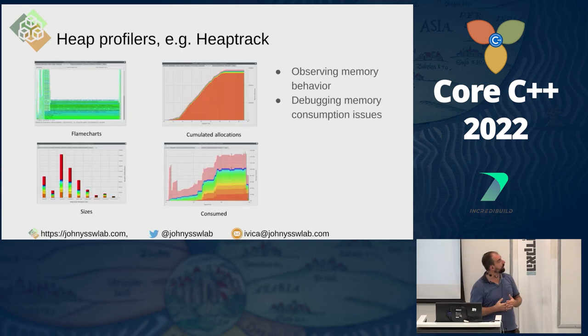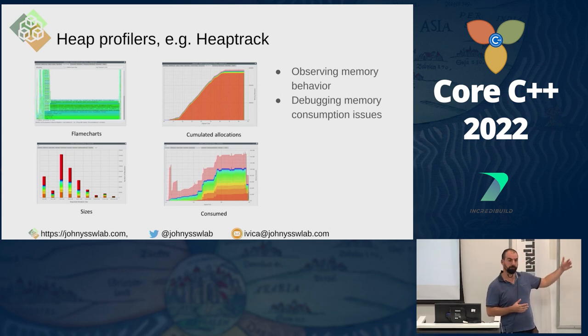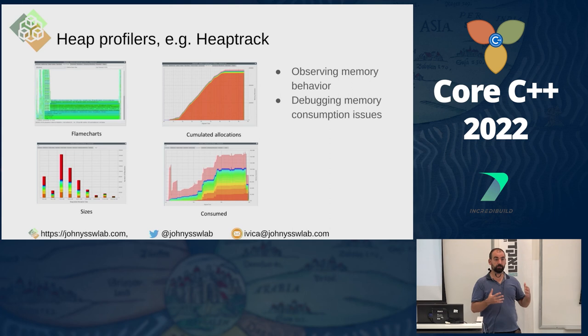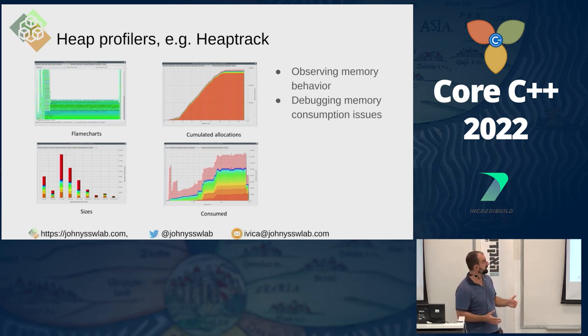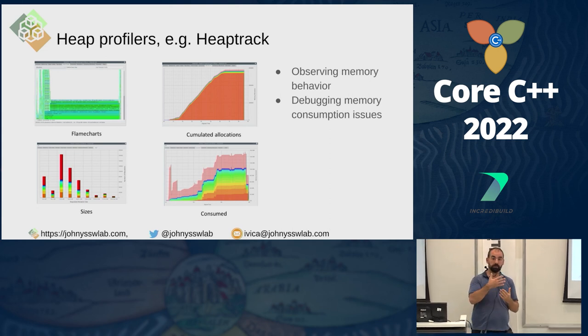Okay. The next things are called heap profilers. In our case, I use heaptrack. Heaptrack is available on Linux. About half of the tools are visual in nature, and I like visualization because, as the proverb says, one image is worth 1,000 words. This is true when you're trying to understand such things. Heap profilers are used to observe how your program allocates and deallocates memory, what it is doing with the memory, and you can debug memory consumption. Sometimes you have memory problems and you want to debug them.